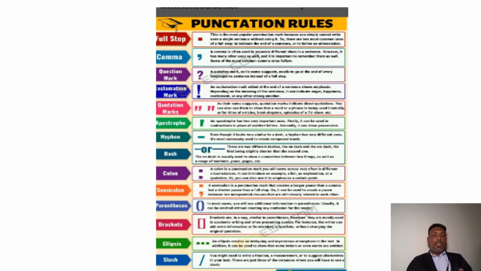Next we have brackets, the square brackets, the parenthesis. Then we have slash, etc., etc. So please go through all these punctuation rules. If you have forgotten, please revise them. Use these punctuation rules or marks to make your speech or your articles better.